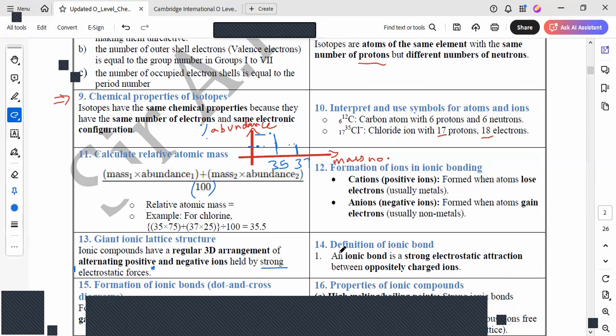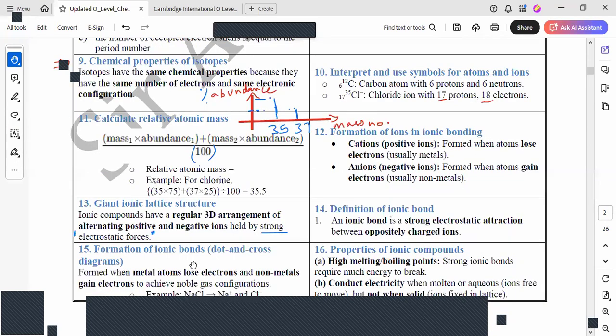Then we have the definition of ionic bonding. Obviously, we have already discussed it: ionic bonding is a strong electrostatic force of attraction between oppositely charged ions. Formation of ionic bonds, dot and cross diagram.